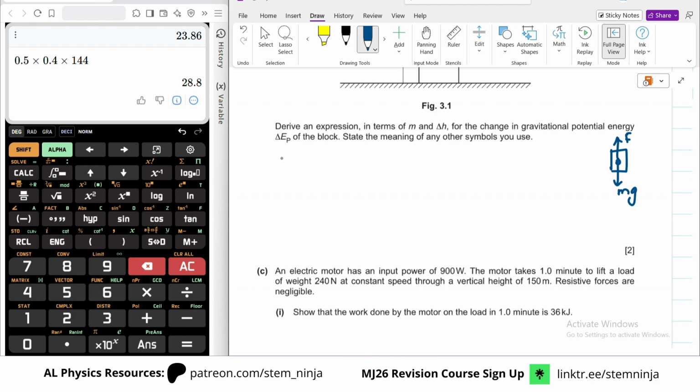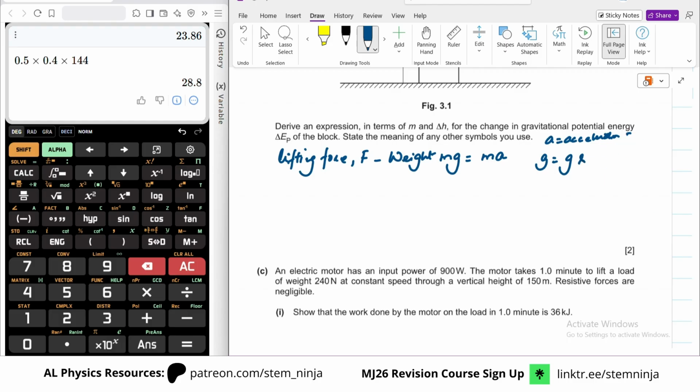So, lifting force F minus weight mg is equal to ma. Okay, so any other symbols we use? So a is acceleration, and g is the gravitational field strength, or gravitational acceleration due to gravity.